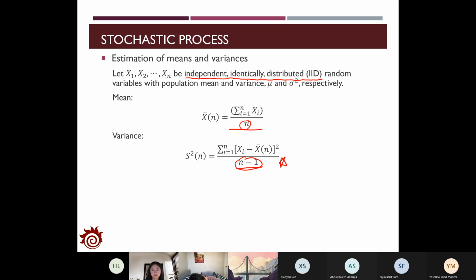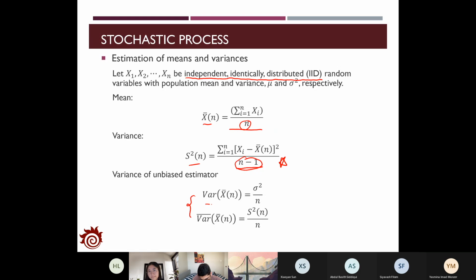And we also can mathematically derive the variance of the unbiased estimator, which would be for the mean value and variance. For the variance of the mean value x bar, that will be sigma squared divided by n. Or for the data you observed, it could be modified as s squared divided by n. So this is the variance of the mean value from the stochastic process.